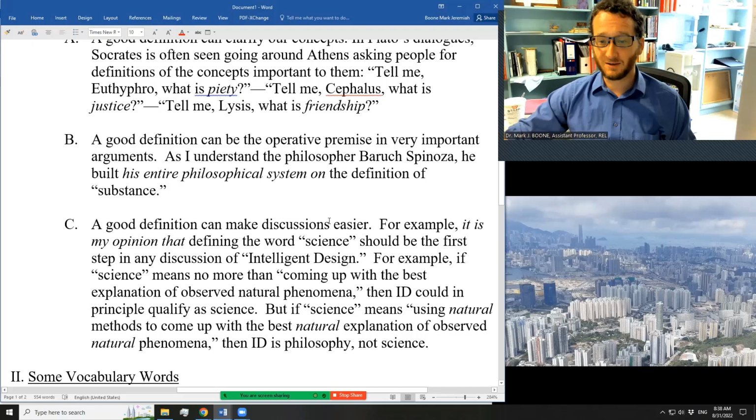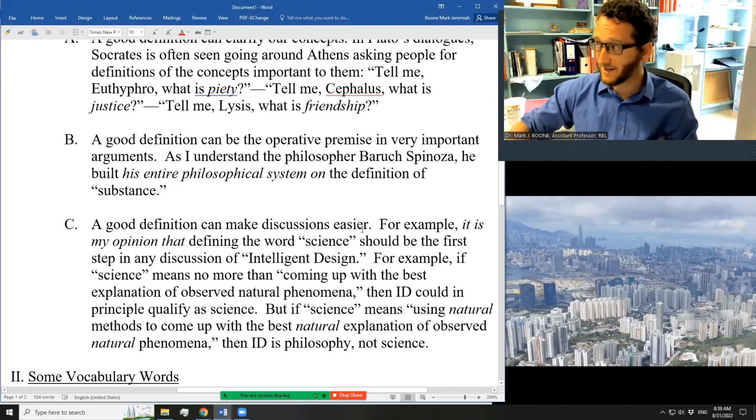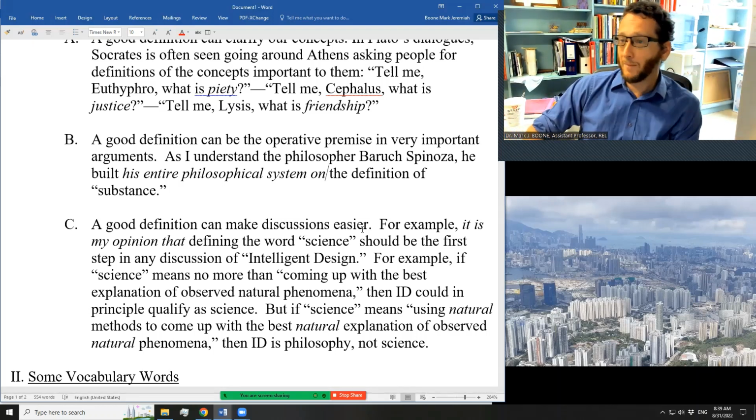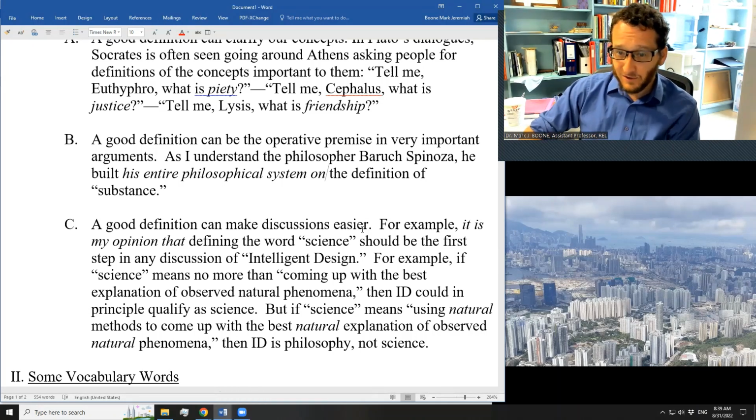A good definition can make discussions easier. Oh, this is fun. I'm glad I have this in my notes. Okay, so people sometimes talk about intelligent design, and sometimes there's a debate over whether intelligent design counts as science. Once that's established, there might still be questions about whether it's good science or bad science, or how good or how bad. And if it's not science, there might still be questions about, well, is it good philosophy or theology, or bad philosophy or theology? How good, how bad?